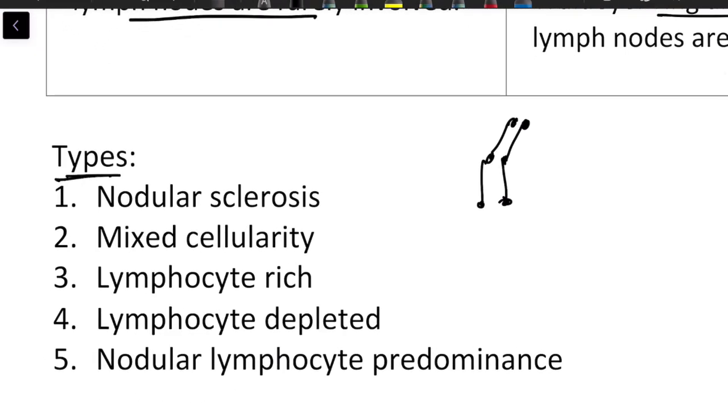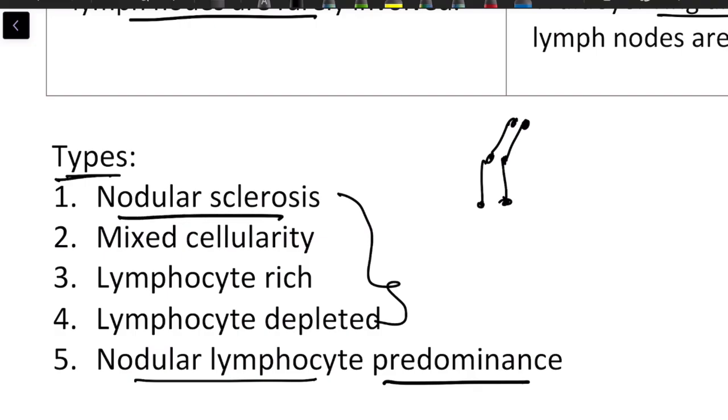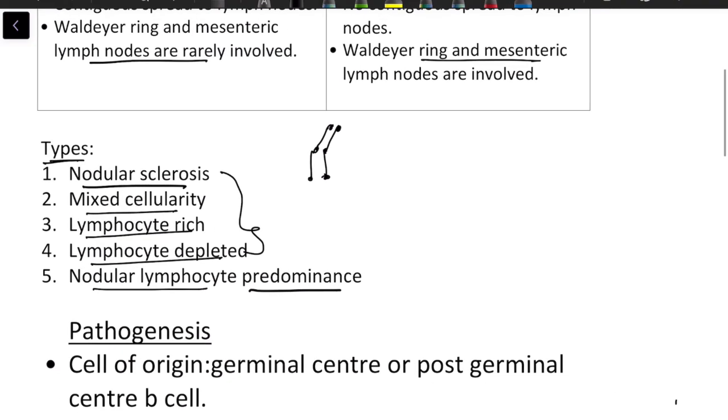Now if I talk about the types, there are basically 5 types of Hodgkin lymphoma. These 4 have a lot in common, but this nodular lymphocyte predominance is different. It is a type of Hodgkin lymphoma, but it is different from all these 4 types. So there is the nodular sclerosis, the mixed cellularity, lymphocyte rich and lymphocyte depleted, and then finally the nodular lymphocyte predominance.